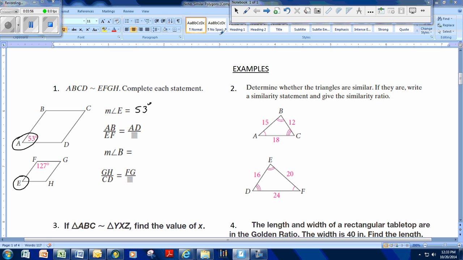And next we have a proportion set up. We have segment AB, which is right here. Here's segment AB over EF. Here's EF. And that's equal to segment AD over what? Now what matches AD would be over here EH. So EH would be our answer.